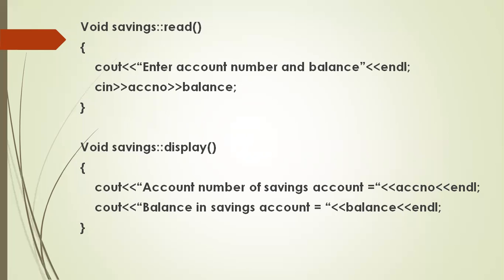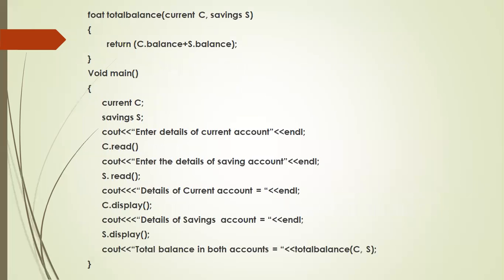Now we have to define the friend function, which is common for both the classes. Float total balance, current C, comma, savings S. So C is an object of current class, S is an object of savings class. The purpose of that function is to add the balances. So return C dot balance plus S dot balance, and the return value will be float. Since it's a friend function, you should not attach the class name.